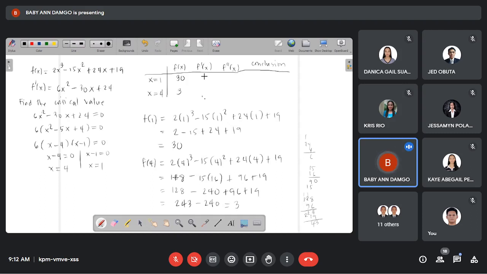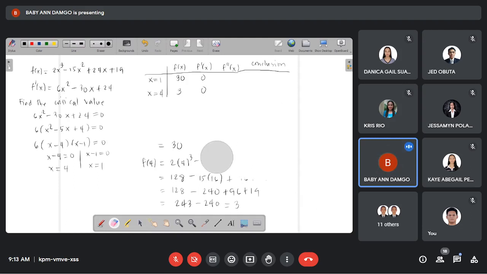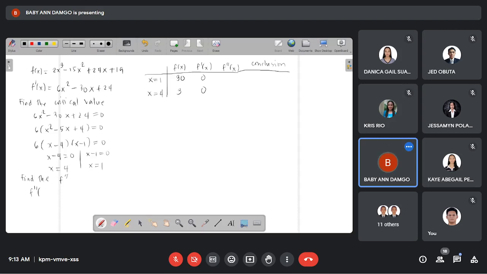So for the first derivative, this is 0, no? So next we need to find the second derivative. So this is f double prime of x. So we have 12x minus 30. So we get it from the derivative.